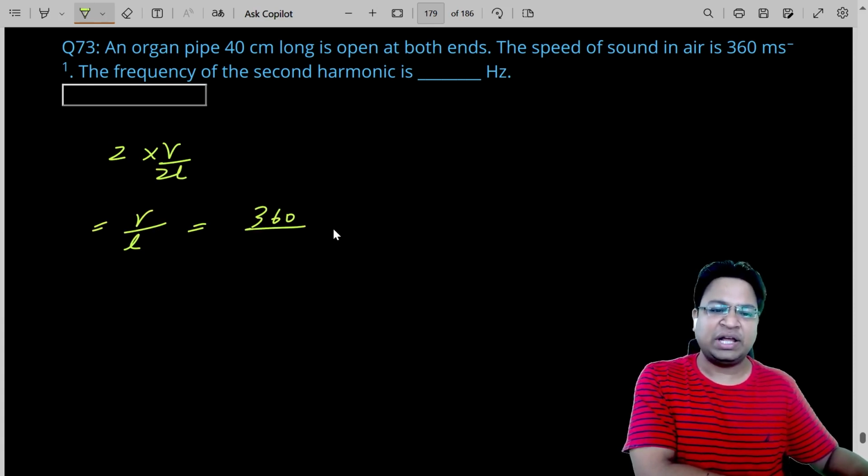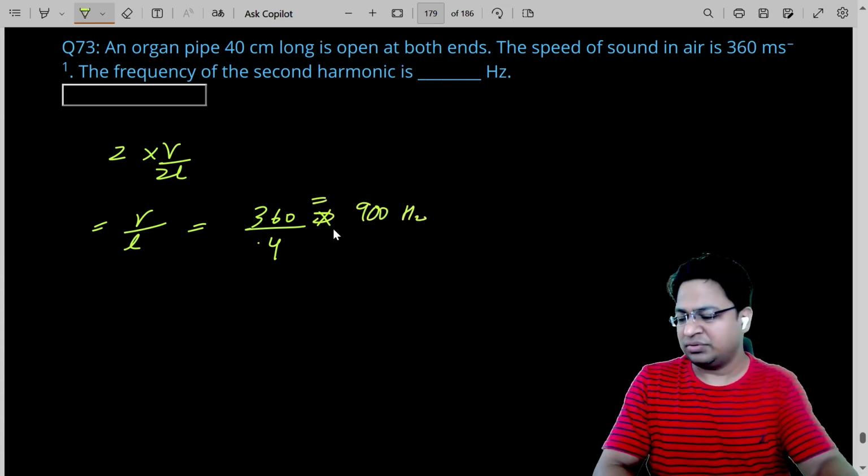V is this much, and L is given to be 40 centimeter, which is 0.4 meters. So this becomes 900 hertz. So 900 is going to be the answer.